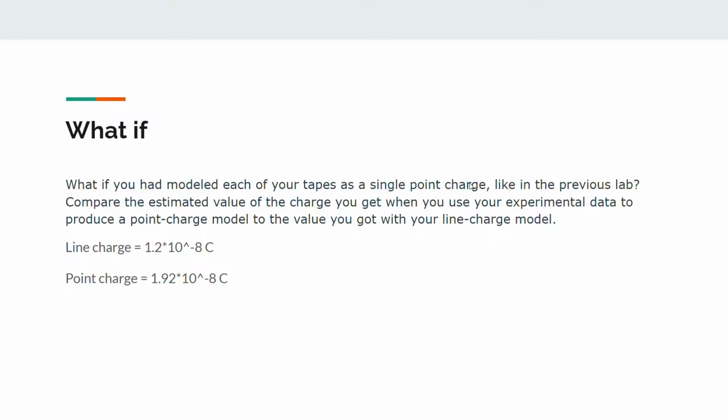The what-if question asked, what if we had modeled our tapes as a single point charge instead of a line charge? For the line charge, I got 1.2 times 10 to the negative 8 coulombs, and for the point charge, I got 1.98 times 10 to the negative 8 coulombs. This is because when you take it as a single point charge, it's just measuring straight up in the y direction. But if you measure with line charges, it takes into account the x direction of the force too. So that's why the single point charge is so much greater and also much more inaccurate.